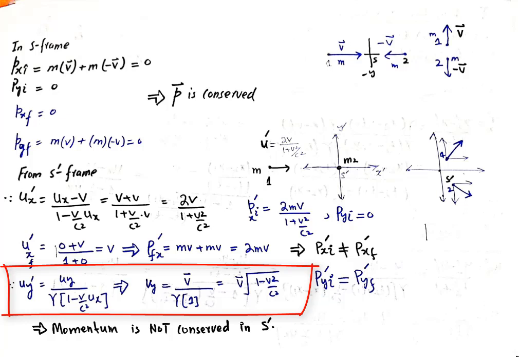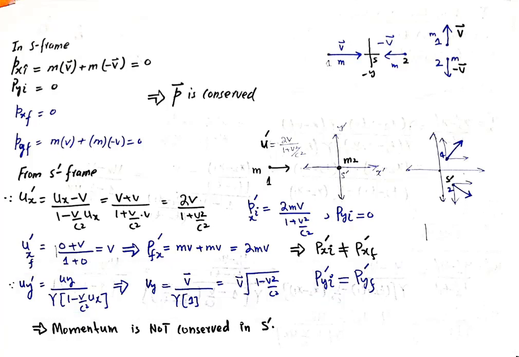And the other particle m2 is moving in the opposite direction, so these components will be opposite. So this gives you 0. So the momentum in the y direction is conserved in the S prime frame, but in the x direction it is not conserved. So that is our problem, because the momentum conservation fails. So it means either the definition of momentum is not correct, the way we define the momentum is not general, or this conservation of momentum principle is not general.